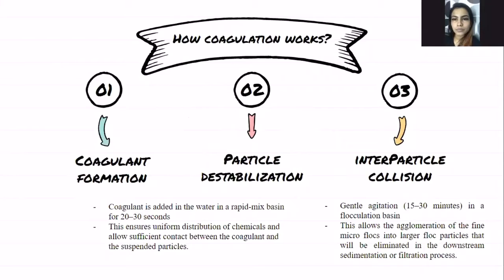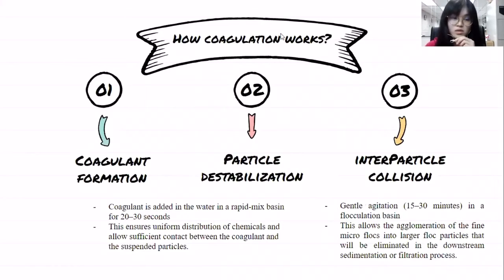So now I would like to talk about how coagulation works. There are three steps in coagulation. The first one is coagulant formation, then particle destabilization, and interparticle collision. The first two steps, coagulant formation and particle destabilization, occur together. This happens as the coagulant is added to the water in a rapid mix basin for 20 to 30 seconds. This is done to ensure uniform distribution of chemicals and allow sufficient contact between the coagulant and the suspended particles.